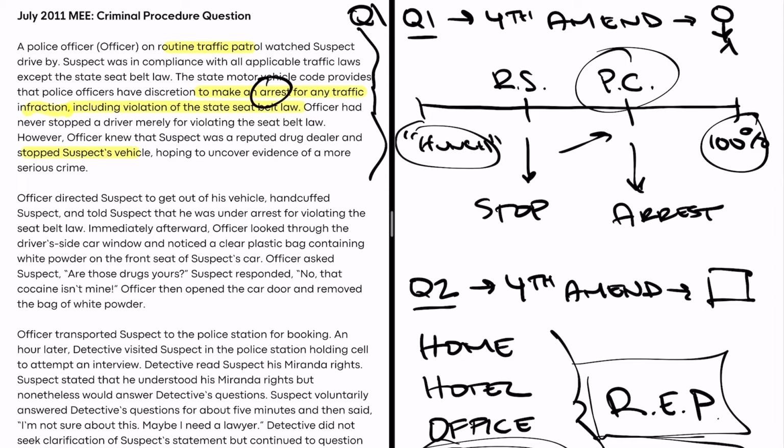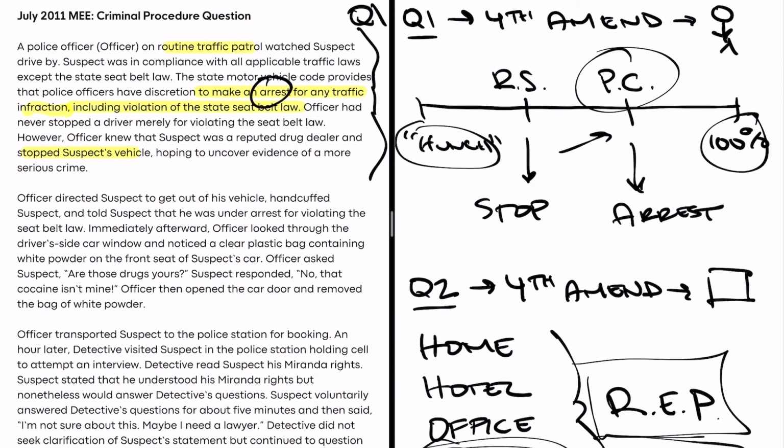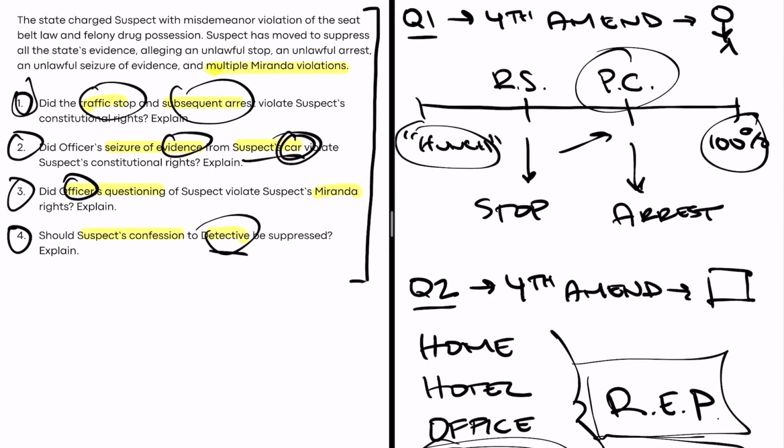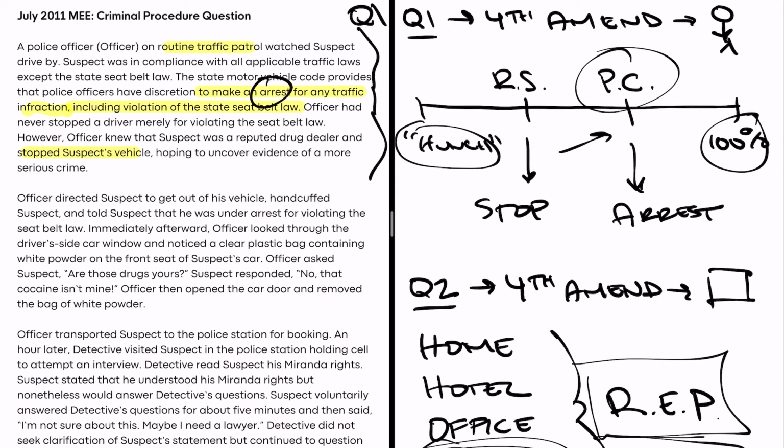Right there, we pretty much have our answer to question number 1. Right? Did the traffic stop and subsequent arrest violate suspect's constitutional rights? Now we'll have to see what happens with the arrest, but so far, the traffic stop itself does appear to be lawful. No Fourth Amendment violation for the traffic stop at this point.